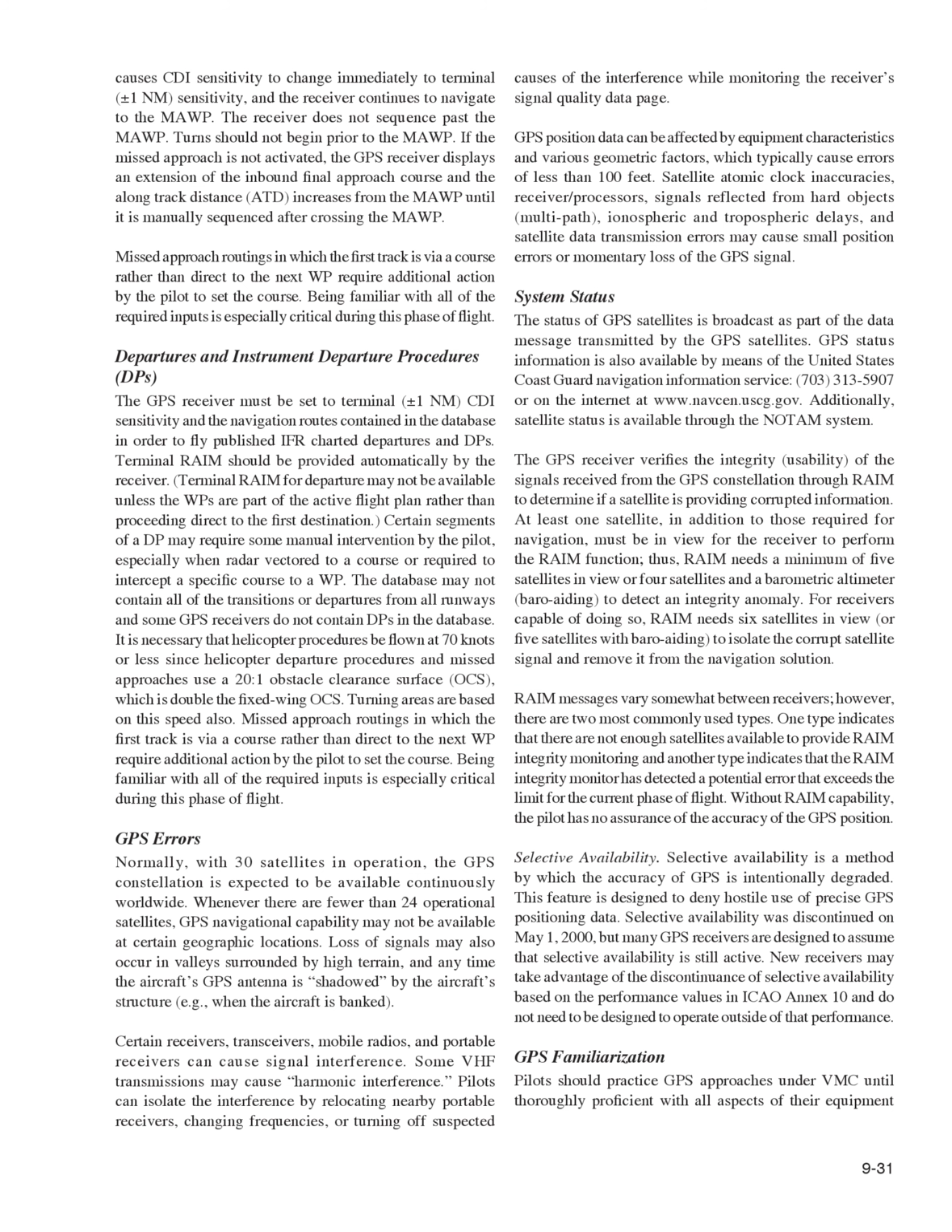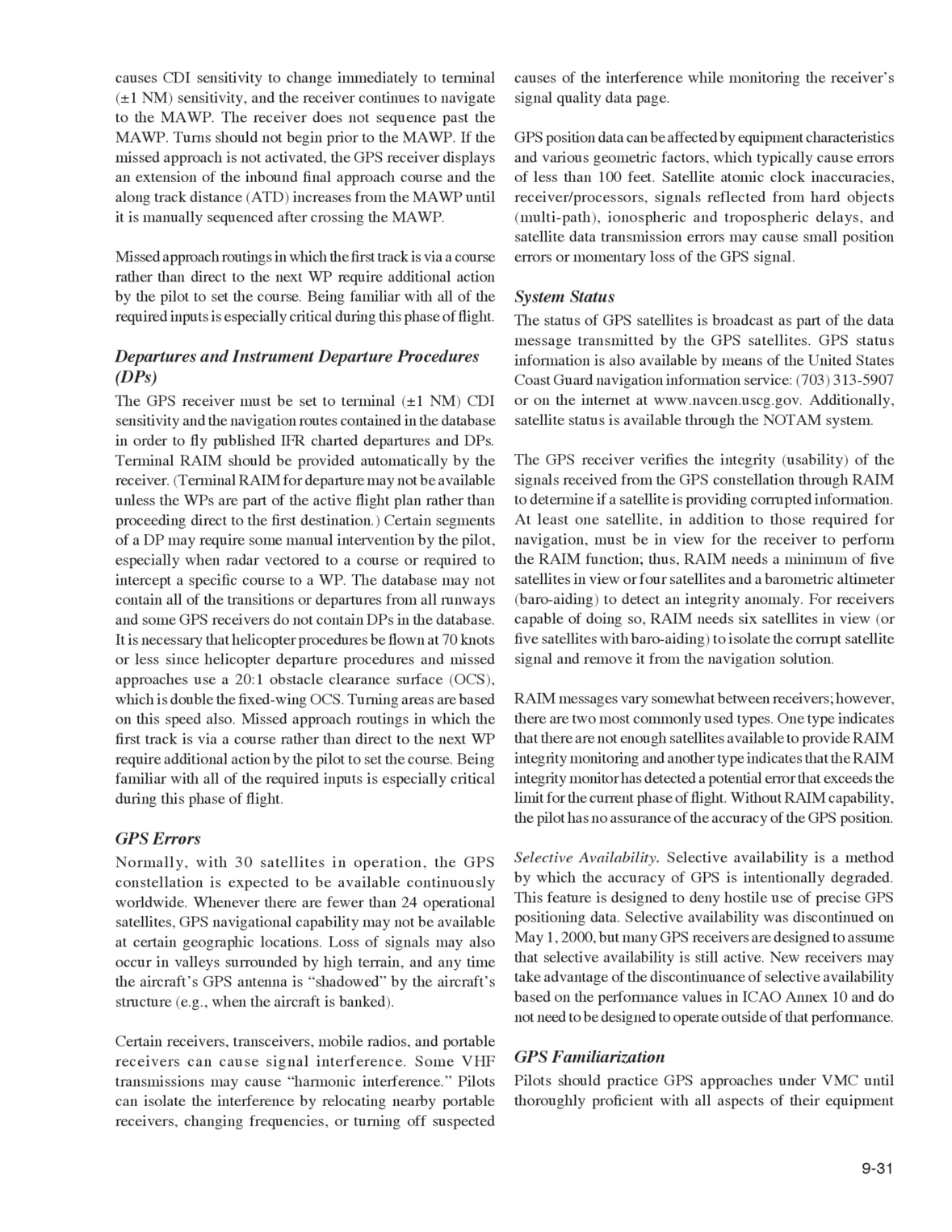System status. The status of GPS satellites is broadcast as part of the data message transmitted by the GPS satellites. GPS status information is also available by means of the United States Coast Guard Navigation Information Service, 703-313-5907, or on the Internet at www.navcen.uscg.gov. Additionally, satellite status is available through the NOTAM system.